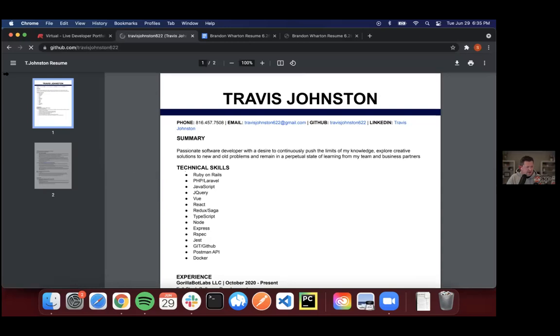By the way, side note, formatting matters. This line break is weird to me.